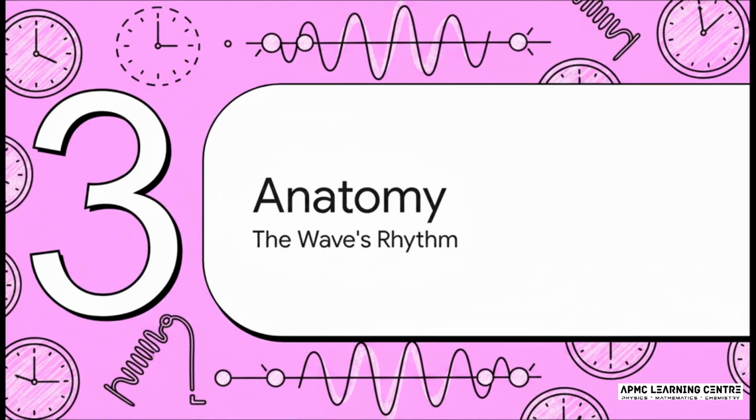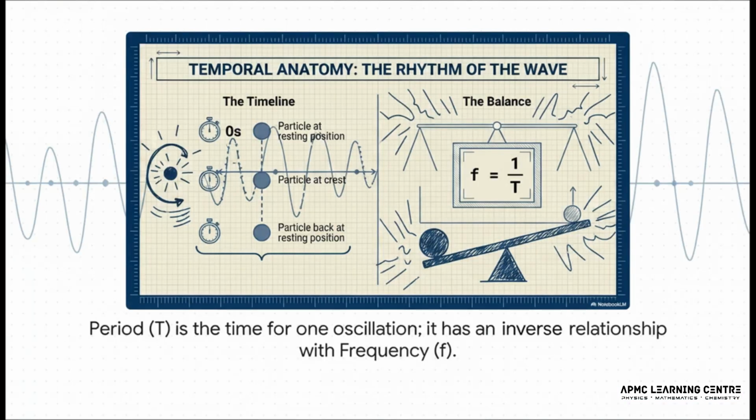But waves aren't static. They're constantly moving. They exist in time. So the next part of our blueprint is all about timing. We're switching from distance to duration, from the wave's shape to its rhythm. And when we talk about rhythm, we're really talking about two things that are just two sides of the same coin, period and frequency. The period, that's T, is just the time it takes for one complete wave to pass by.